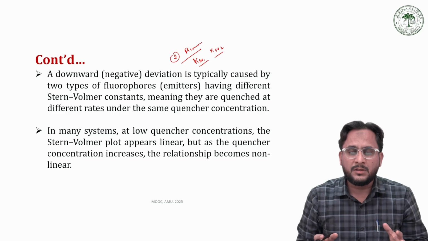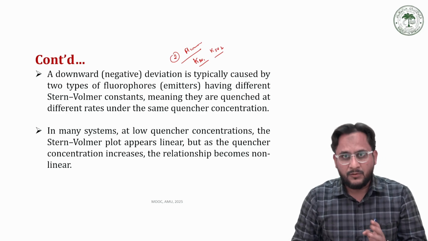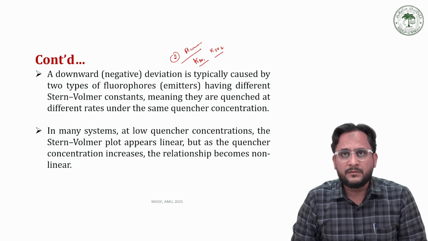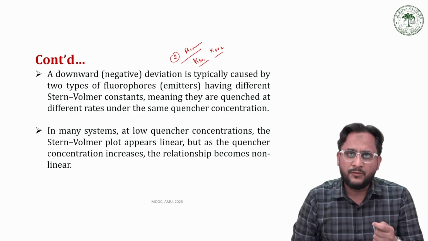So this is all about the Stern-Volmer equation as well as the Kasha rule and Vavilov's rule. Now we'll discuss a few problems relating to the fluorescence spectrum.